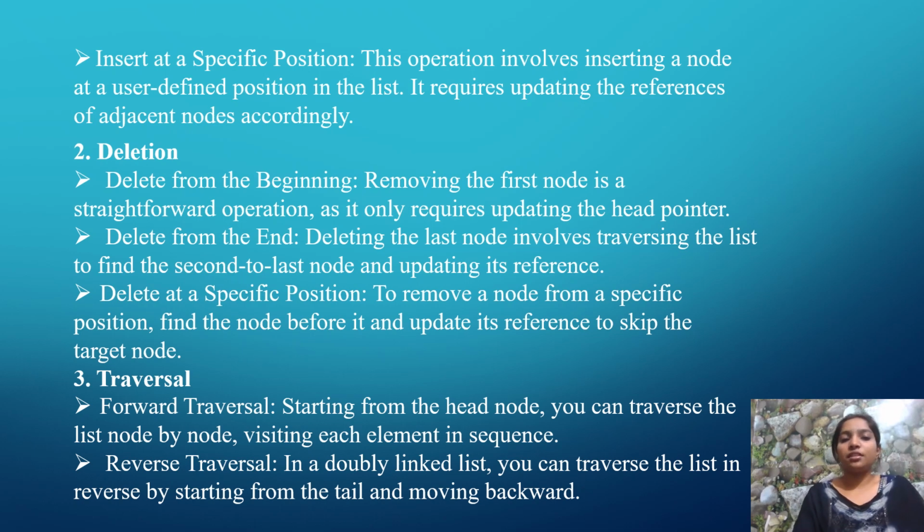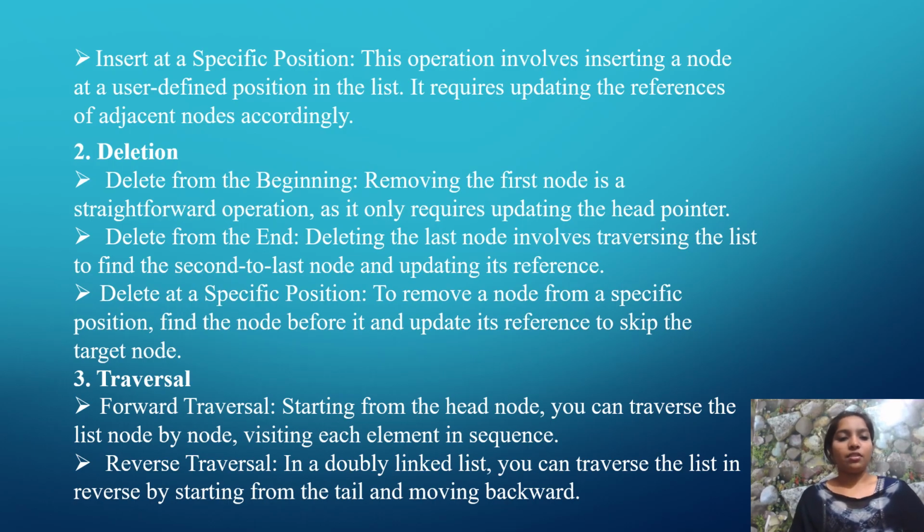Next one is deletion. This deletion is also divided into three types based on the positions of the deletion operation. Delete from the beginning, delete from the end and delete at the specific position. Delete from the beginning means the first node is deleted from the list. Next one is delete from end. We will traverse the list and we will delete the last node, and at a specific position we will traverse until the specific position and we will delete the node and we will update the links.